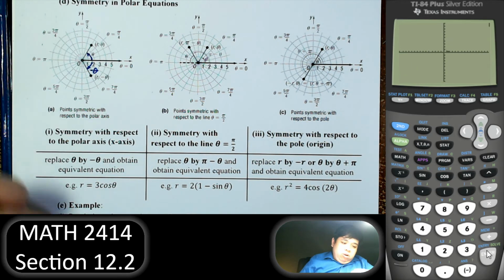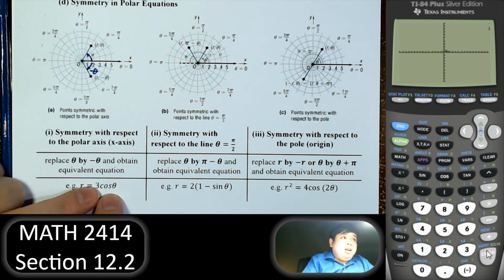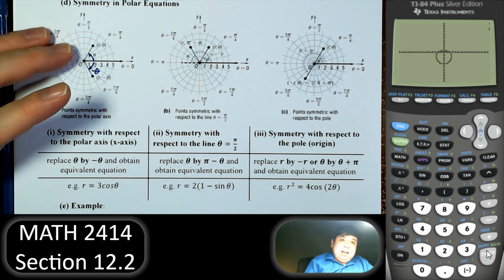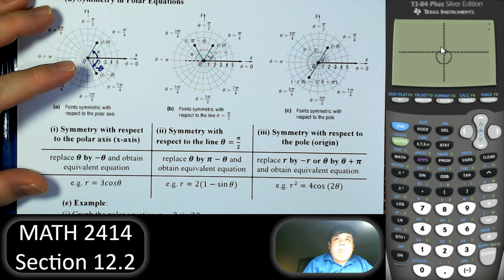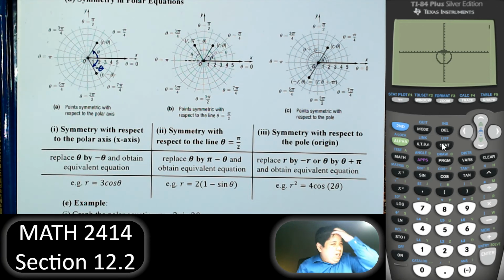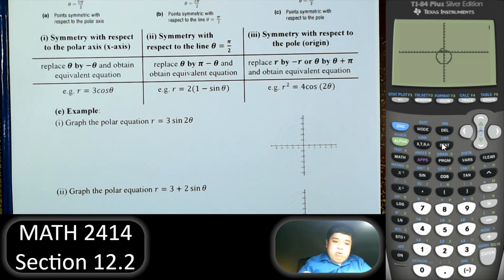Right, so again, if we replace theta by negative theta and we have the same equation, the same graph, then yes. By the way, we can see this one is symmetric on the line on the y-axis easily. So pretty much if we can graph it, we can see the symmetry as well. So it's not a big deal.